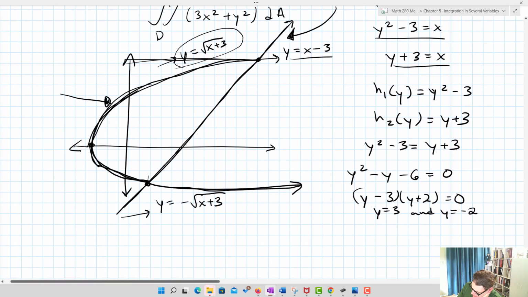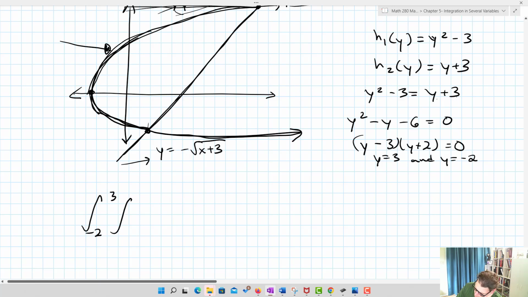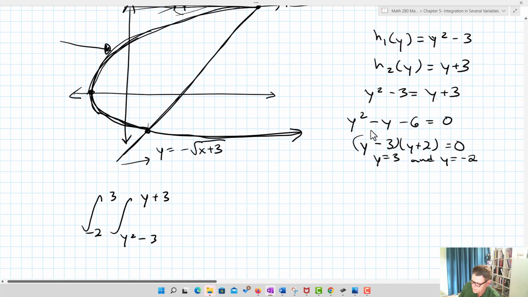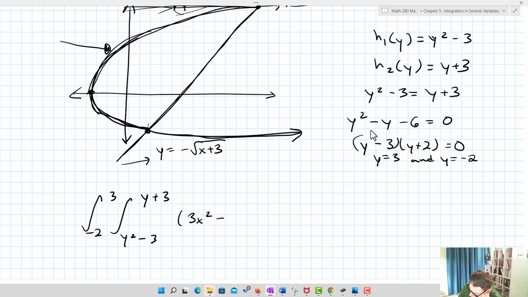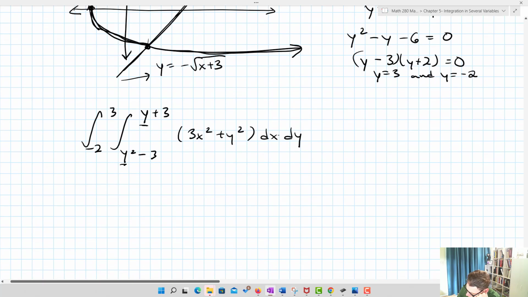So that actually allows me to just set up this integral pretty easily. I'm going to go from -2 to 3, and then remember my bottom curve is y squared minus 3 up to y plus 3. And then my function, my g of x y, or f of x y, either way you want to look at it, is 3x squared plus y squared. Since there are y's here, we're going to integrate with respect to x first, and then with respect to y second. And there we go. That's our setup.